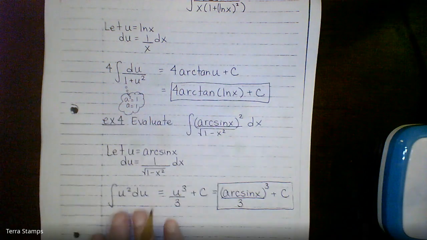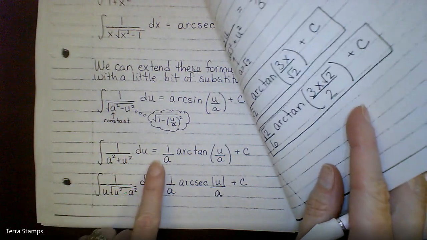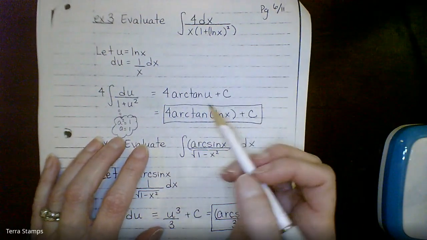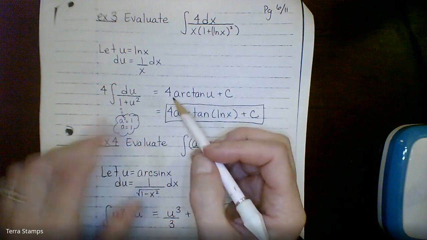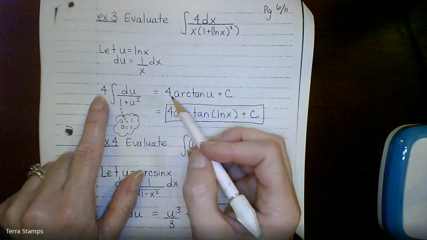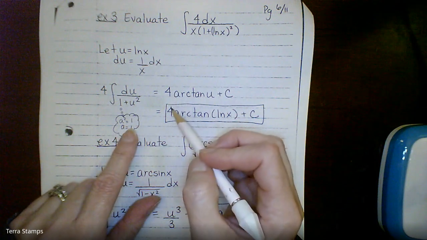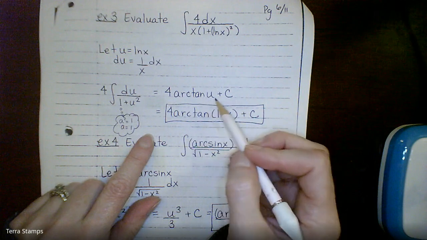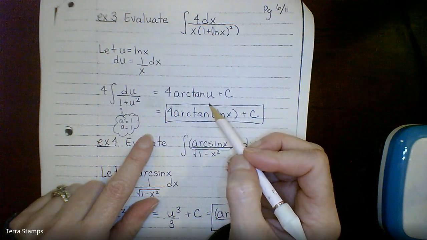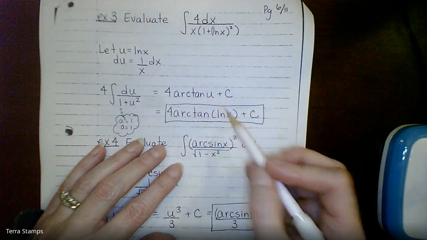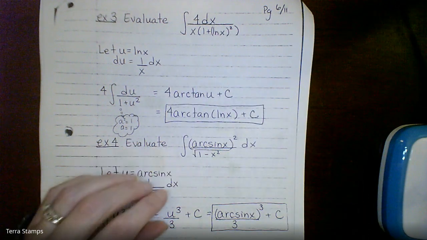All right, so going back to this formula right here, this integral is going to be 1 over a, arctangent u over a plus c. First of all, we got this constant multiple of 4. You'll notice that I didn't put a 1 over a because a is 1. I just didn't write 1 over 1 of arctangent u over 1. I just didn't write those ones in there since they didn't change anything. And I just substituted back in for u to get that natural log of x.